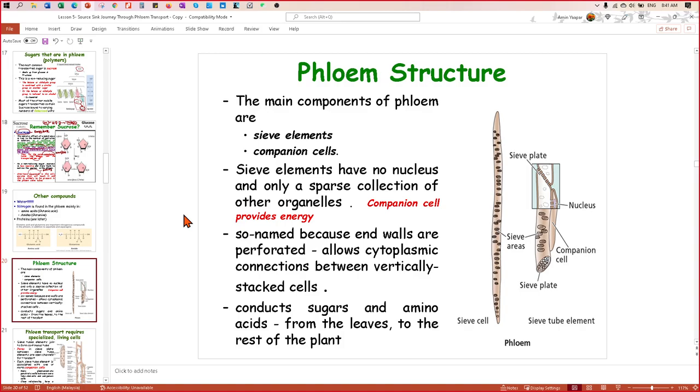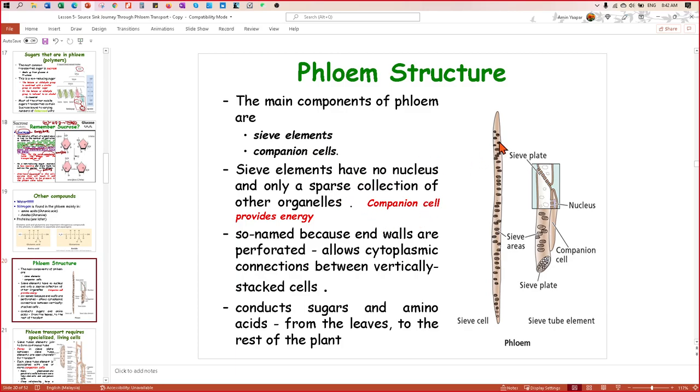You need to pay attention to the structure of the phloem now. Remember, we learned this in, when did we learn? Is it the first week or the second week? We learned about the structure of the plant. This is why you need to understand about the structure of the phloem. So phloem, there are two components to it, the sieve elements and also the companion cells. Unlike the xylem, xylem is pretty much a dead structure. Phloem is pretty much alive, because of these companion cells.